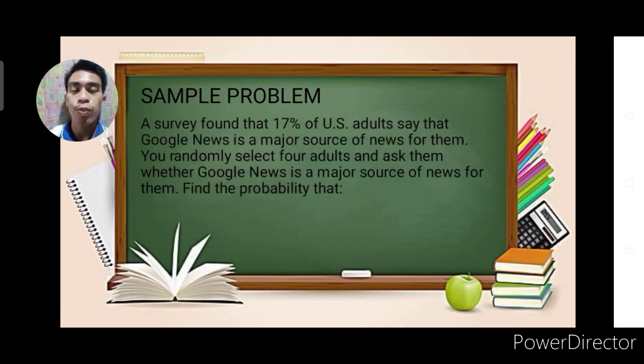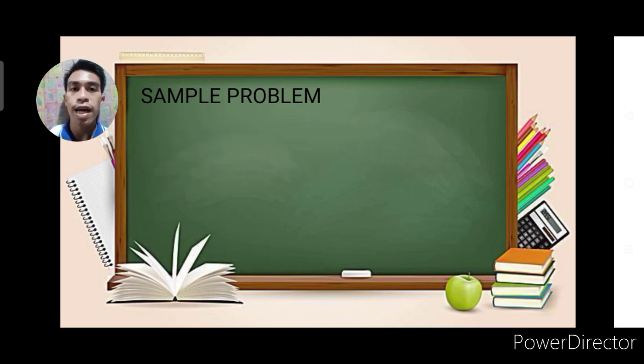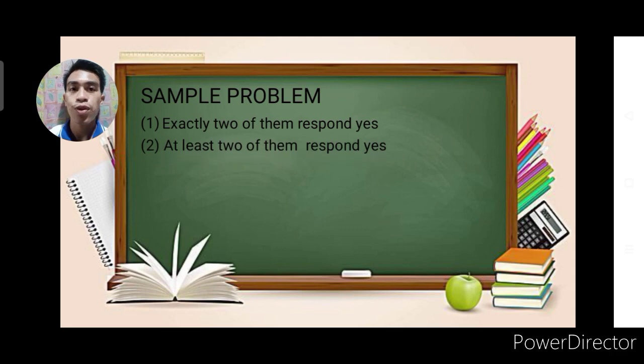Our next sample problem. A survey found that 17% of U.S. adults say that Google News is a major source of news for them. You randomly select 4 adults and ask them whether Google News is a major source of news for them. Find the probability that 1. Exactly 2 of them respond yes. 2. At least 2 of them respond yes. And 3. Fewer than 2 of them respond yes.